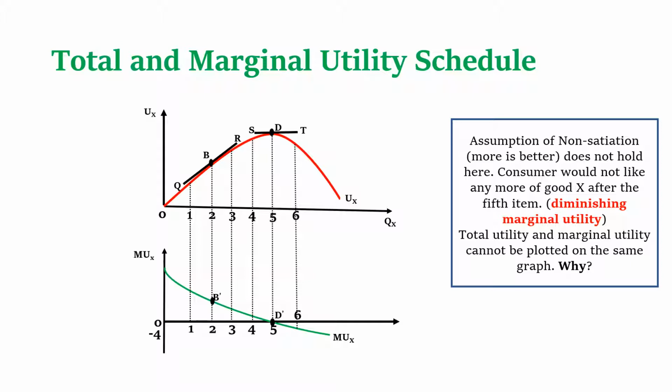So if we notice here, we see that the total utility curve and the marginal utility curve are not on the same graph. Why is that so? Can anybody tell me why this is so? Why don't we have the marginal utility as well as the total utility on one particular graph, like the cost curves, or maybe the marginal product and total product? Why don't we have them on the same graph?